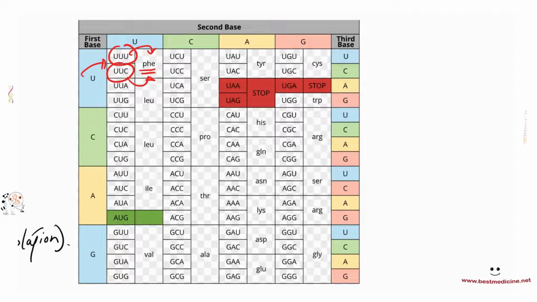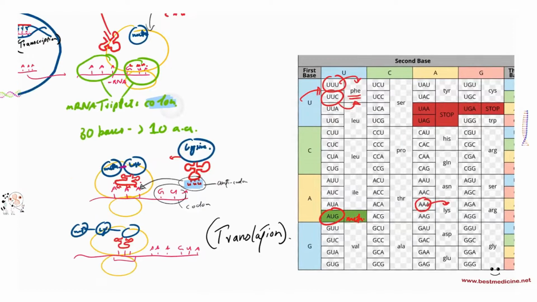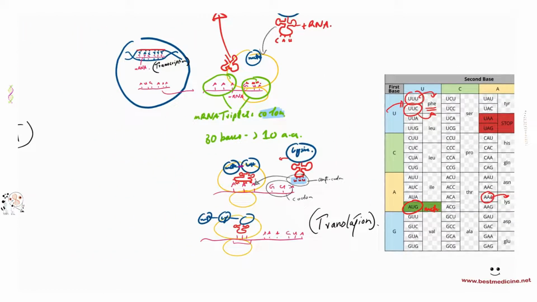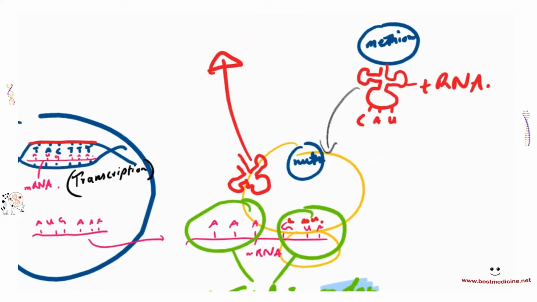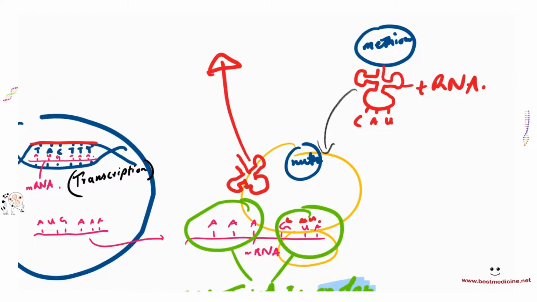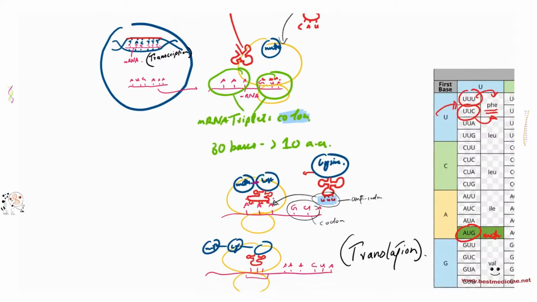Similarly, we looked at AUG, right? So AUG was coding for something called methionine, okay? And we looked at AAA, that was coding for lysine, and so on, right? So that's how the codons work. Each codon codes for 1 amino acid, and that occurs in the ribosome when they pair up against the tRNA. And this process is called translation.